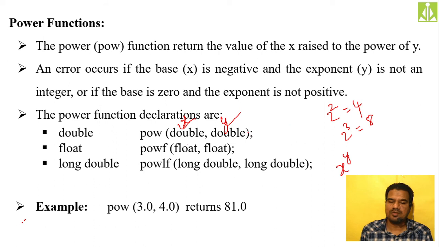If you are calculating 2 power 3, then how do you do it? Here you can see 3 power 4 we did. 3 power 4 means 3 multiplied 4 times, so 9, 9, 81, the result is 81. Like this you will get. So it is very simple. Again we have different power functions. For double we use POW, for long double we use POWL, and for float we use POWF.